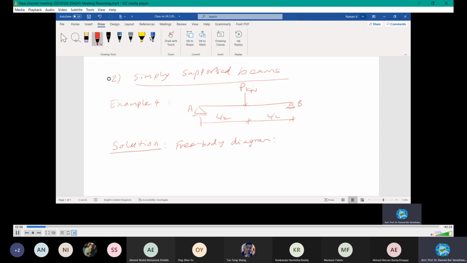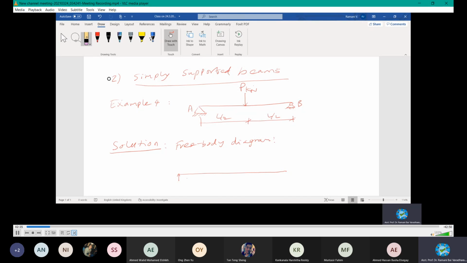For this type of hinge support at both ends, we can have conditions like this. The free body diagram will be like this. Due to the hinge support, it is restrained in these two directions, so there will be a reaction in the horizontal and vertical. But this is only vertical loading, so you don't need to talk about horizontal right now, just leave it like that.